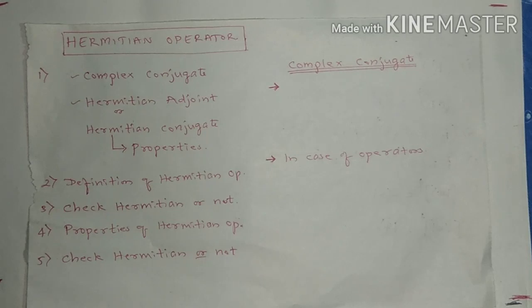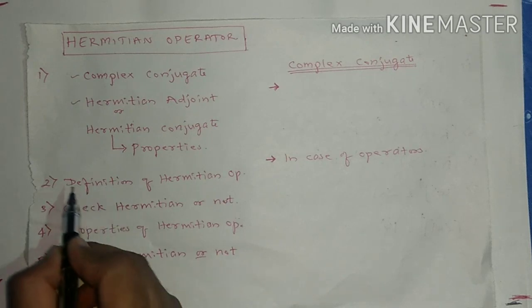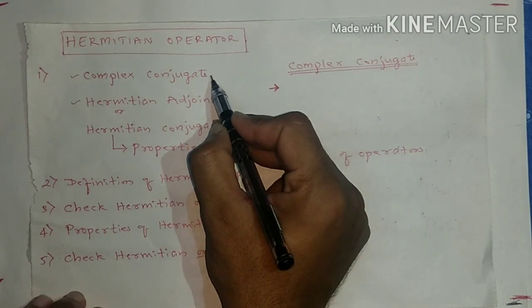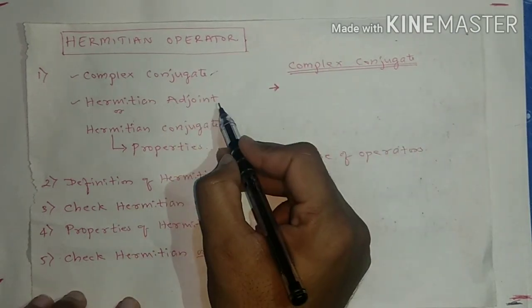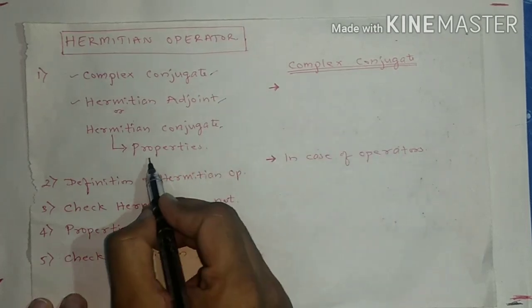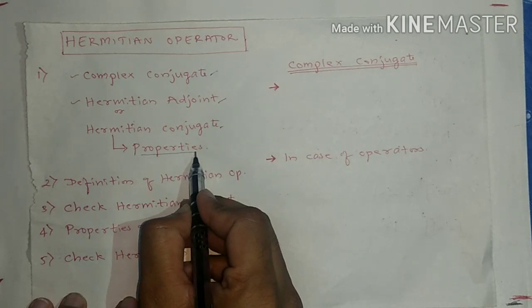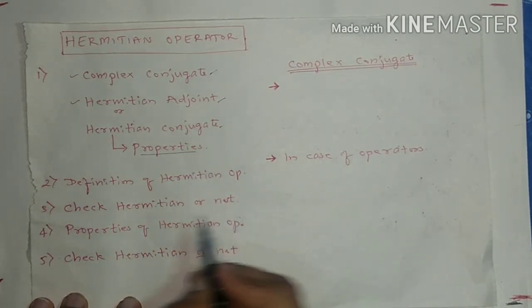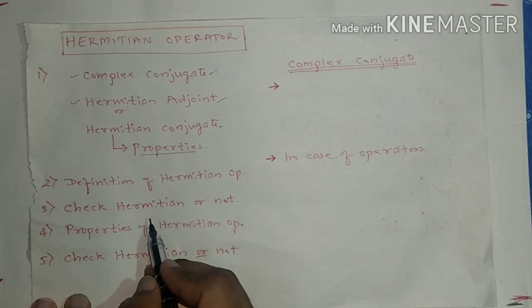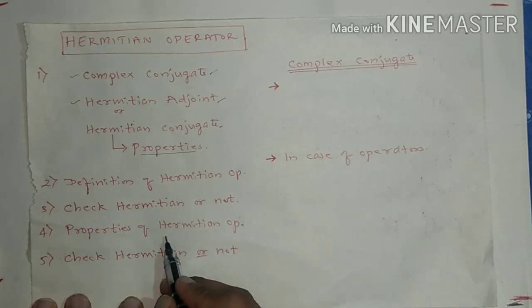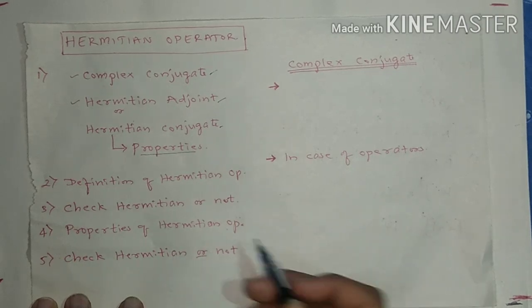In this lecture, before understanding the definition of Hermitian operator, first we'll understand the meaning of complex conjugate, then the meaning of Hermitian adjoint or Hermitian conjugate, and we'll see some properties of Hermitian conjugate. Then we'll understand the definition of Hermitian operator, and then we'll see whether some operators are Hermitian or not. Then we'll study a few theorems or properties of a Hermitian operator.